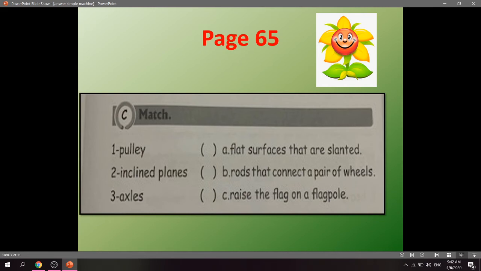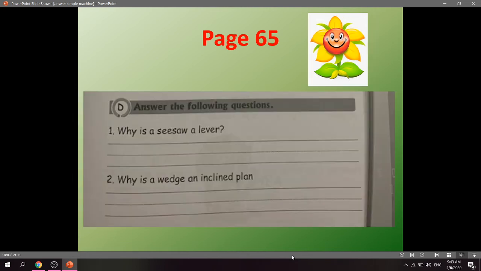Now the same, but here we have this question, letter C, match. Okay, the pulley. Is it a flat surface that is slanted, or rods that connect a pair of wheels, or raise the flag on a flagpole? Yes. So starting with number 2, inclined plane is a flat surface. Number 3, axles, rods that connect. And number 1, raise the flag on a flagpole. We answered this before, so it is so easy for you.